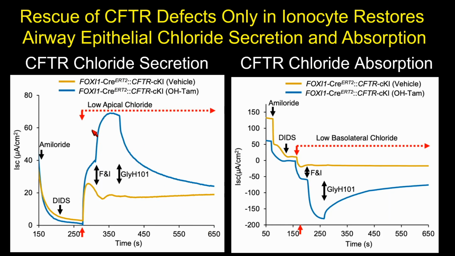And so here's an experiment where we're looking at chloride secretions. There's a shift to low apical chloride at this point. The bars in blue are the ones that are recovered for CFTR, so hydroxytamoxifen treated versus the vehicle. You can see that significant difference in the amount of secretory chloride current that's regained by reactivating CFTR in ionocytes. And the flip here is chloride absorption. You can see in the absence of CFTR in ionocytes, there's no chloride absorption following induction. And this is the gain, the relatively significant amount of current here for only heterozygosity of CFTR.